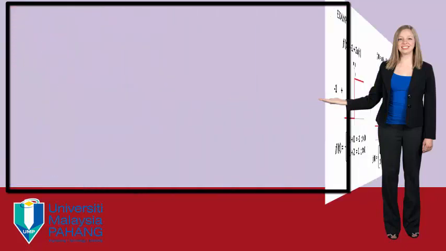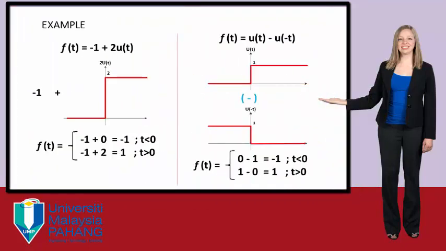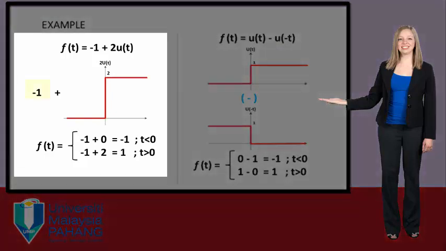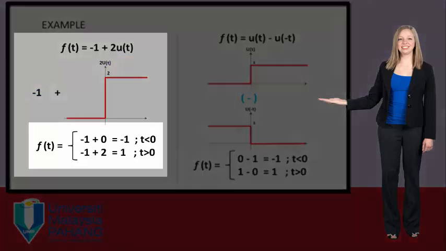This slide discusses the examples. If we have a constant negative 1 added with a unit step, where the amplitude of the unit step is doubled, perform the addition. For t less than 0, the value is negative 1 plus 0 equals negative 1. For t greater than 0, we have negative 1 plus 2 equals 1. Therefore, f(t) is a signum function.